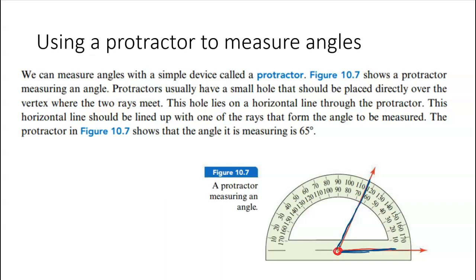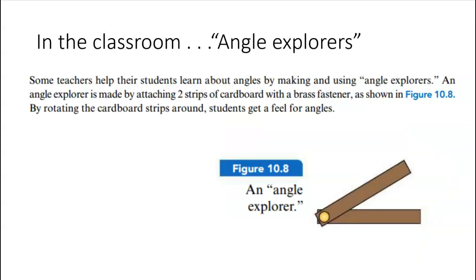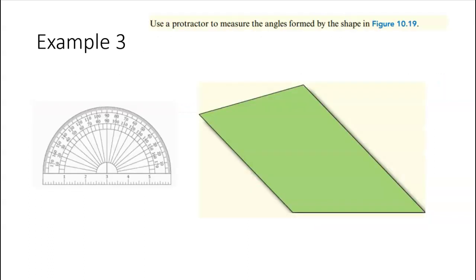Now, again, you might wonder, is it 115 or is it 65? But you can look at this angle and say, that's less than 90 degrees. That's going to be 65. And just being really careful, you can move your paper or the protractor as needed, but you do want to have that little T right in the middle. Now, in the classroom, it's fun to do angle explorers and play around with angles rather than jumping right into a protractor.